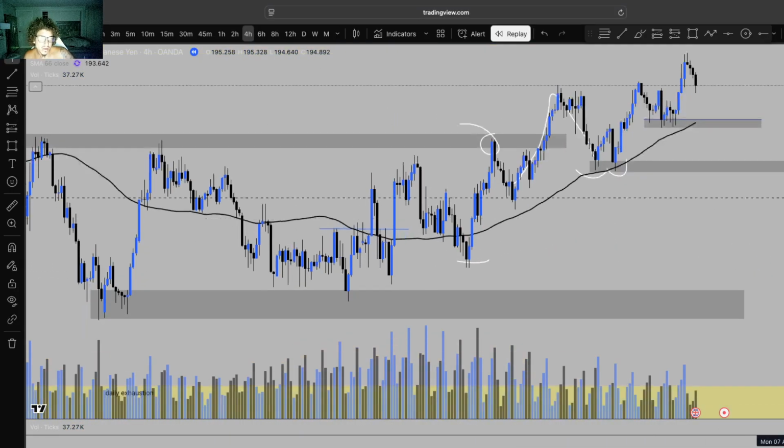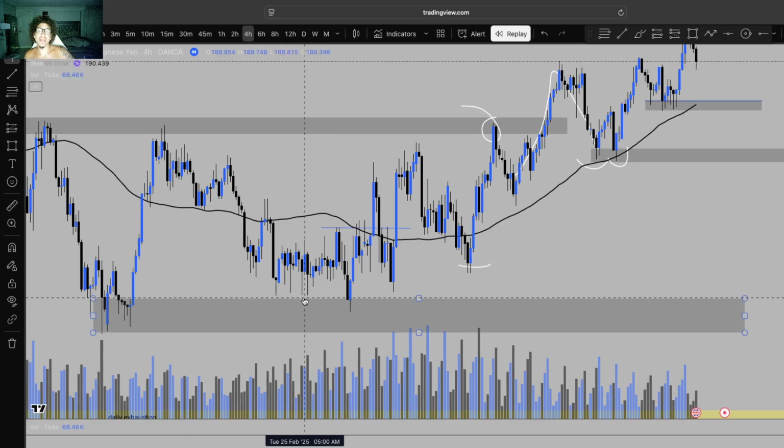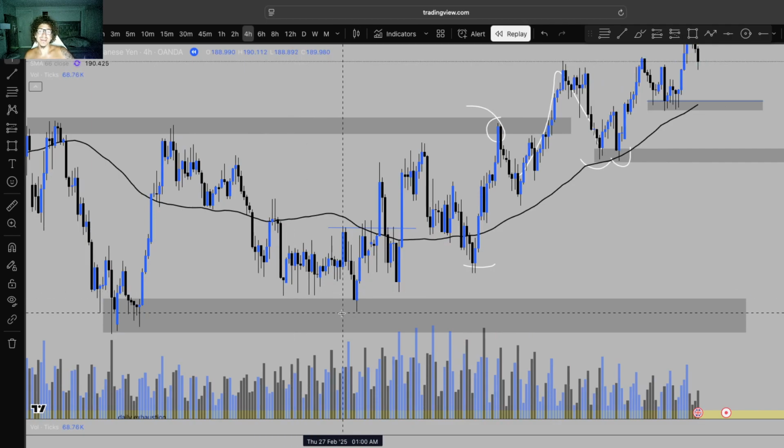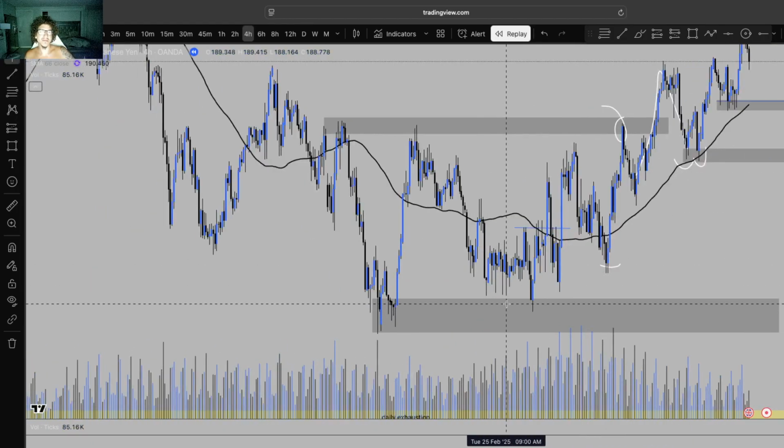This is called, there's touch, tested, and gapped, I think, right? And this is called gapped. So this gap, this area, meaning it's still kind of approached and tested it, so it's still valid.